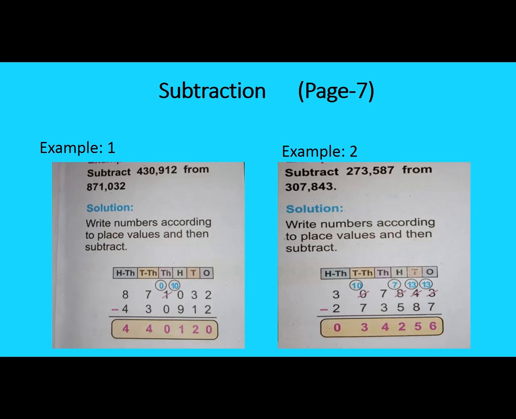Subtraction, page number 7 in your book. Example number 1. When two values are written like this, they are not written in the vertical form. Subtract 430 thousands and 912 from 871 thousands and 32.